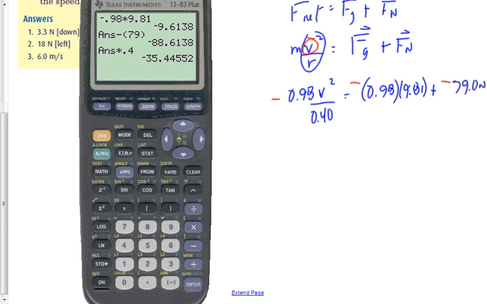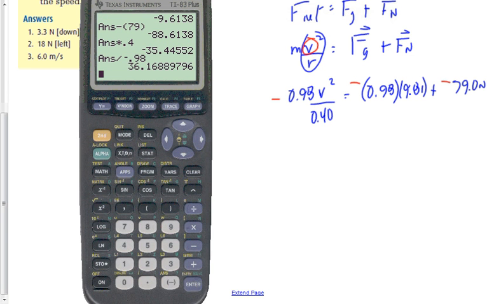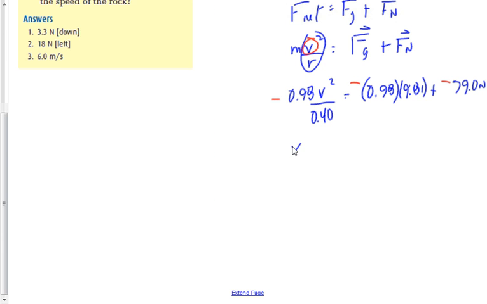Let's take the 0.98 over to the other side by dividing, except it's a negative 0.98. And then let's square root that. When we do, we get 6.0 meters per second. So we'll say V is 6.0 meters per second.